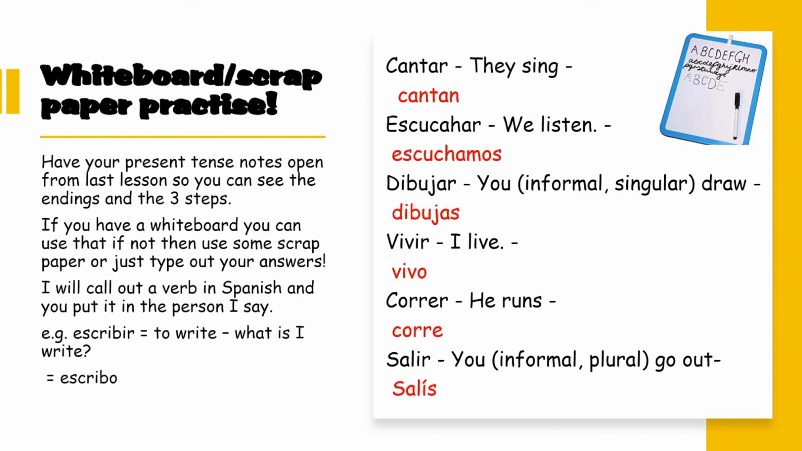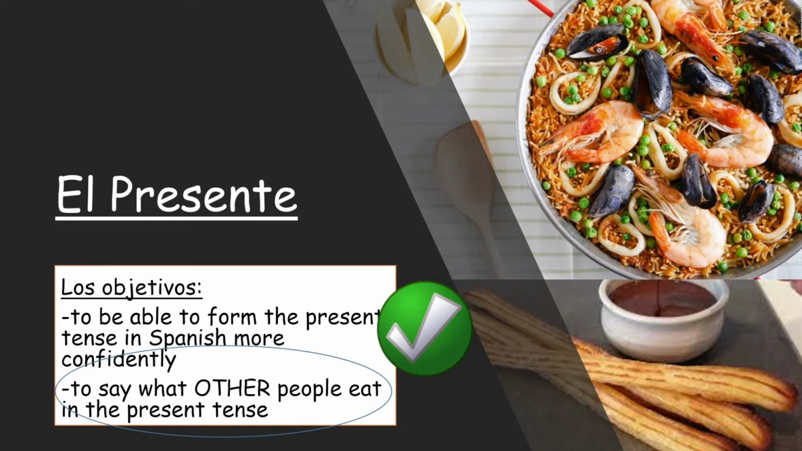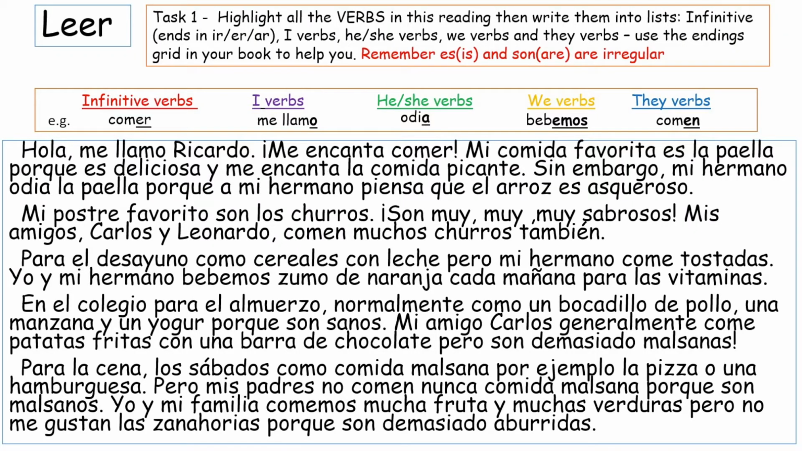Right, so hopefully we are feeling a bit more confident with forming our present tense verbs because you've had the little recap. We are going to do a little more later on, so that'll build that confidence. But we're going to look now at saying what other people eat in the present tense. And that kind of goes hand in hand with learning how to form the present tense. So you've got a reading text here, which is your first task on the Word document.